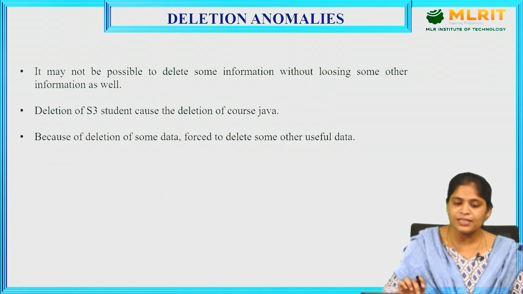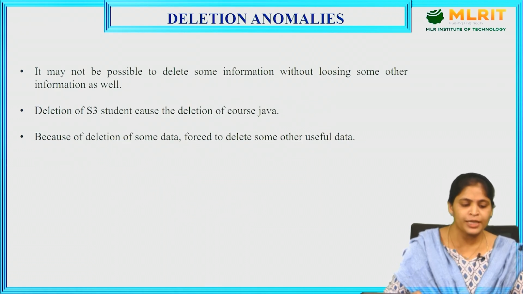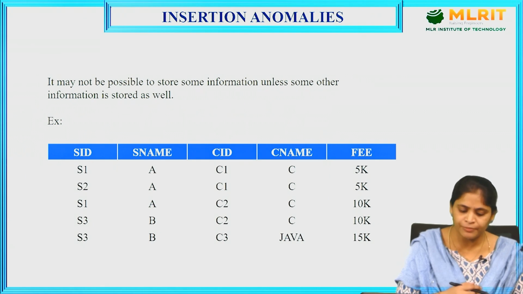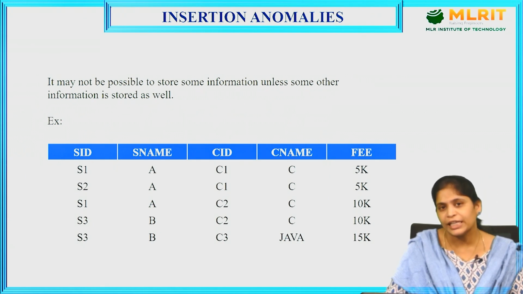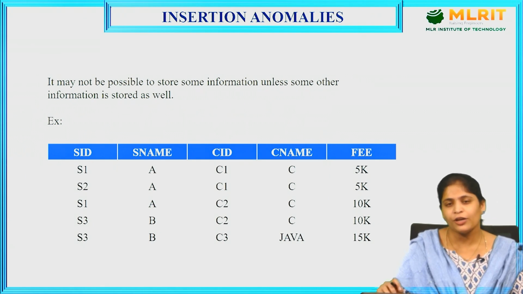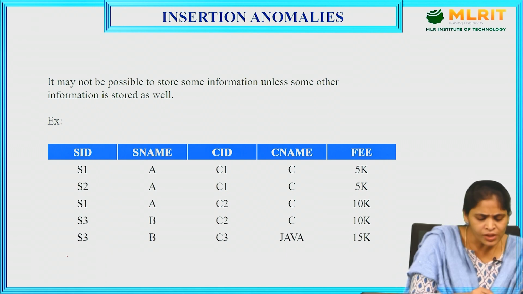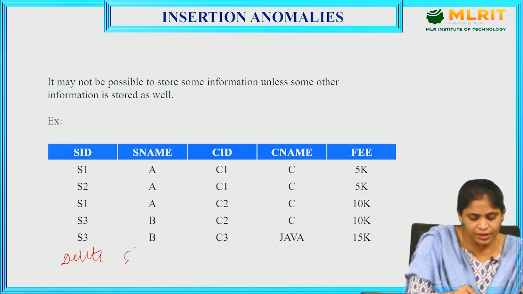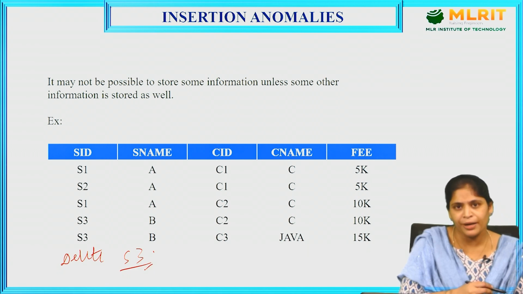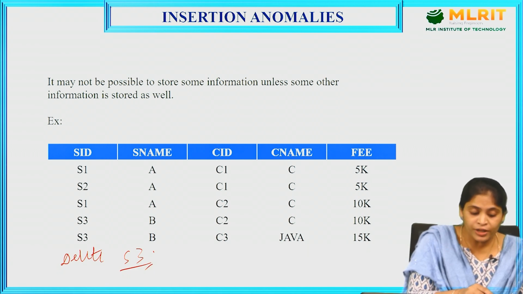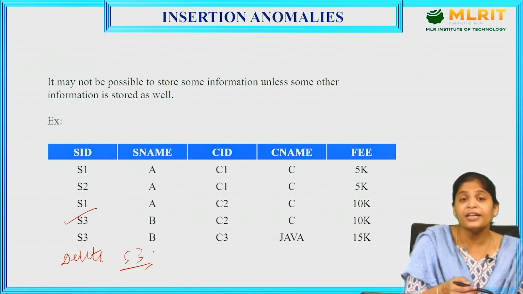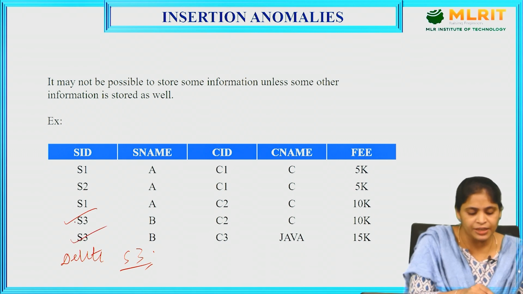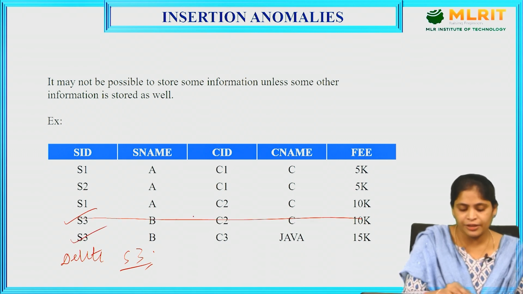Next, let us consider deletion anomaly. Let us discuss this deletion anomaly by using the same table. If I want to delete S3, this is my command to the database. So the rows which contain S3 will be deleted. This row will be deleted, right?